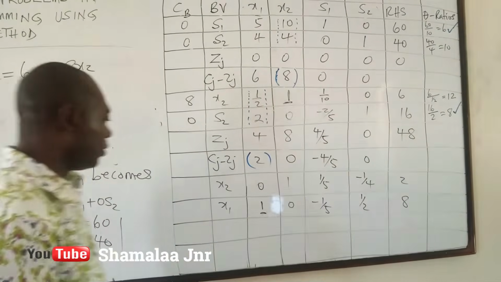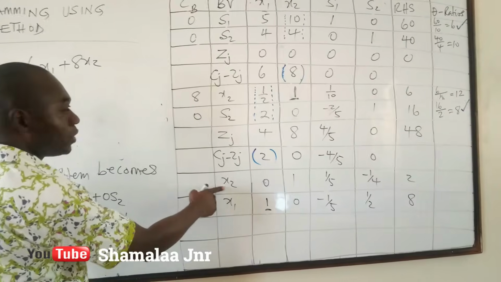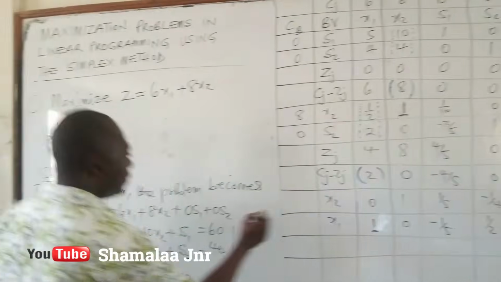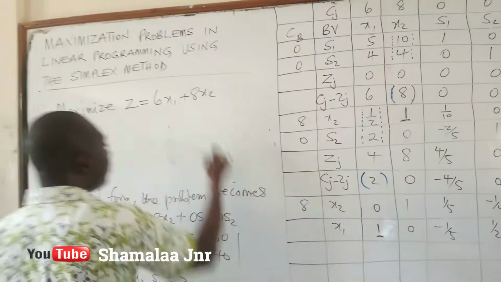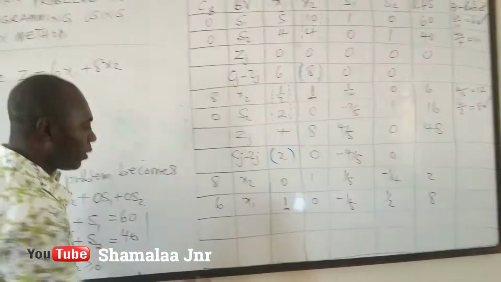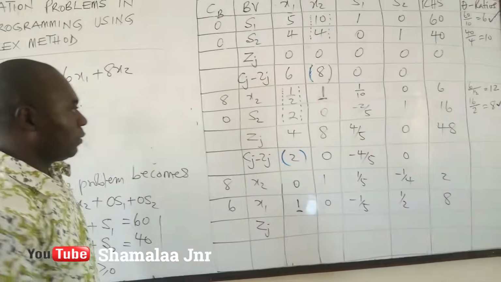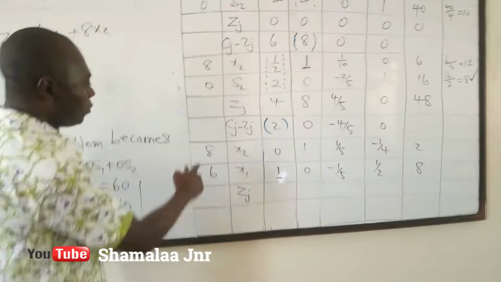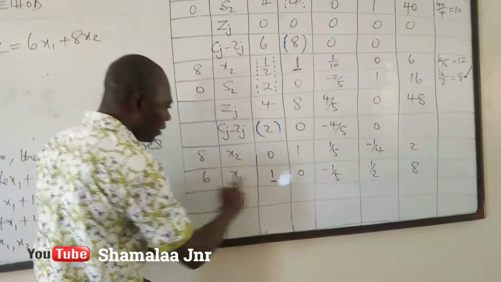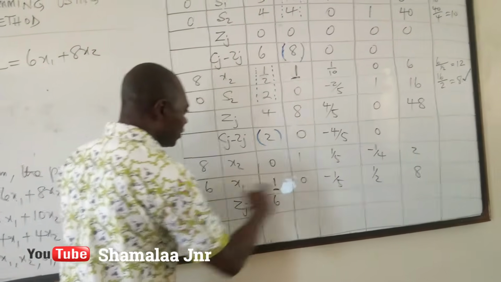We have addition. And then here, don't forget to write the coefficient. The coefficient of x2 in the objective function is 8. And the coefficient of x1 in the objective function is 6. Now we are going to find our Zj. So the Zj, as usual, 8 times 0 plus 6 times 1. So this will be 6. 8 times 1 plus 6 times 0.